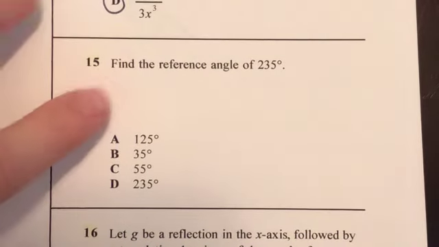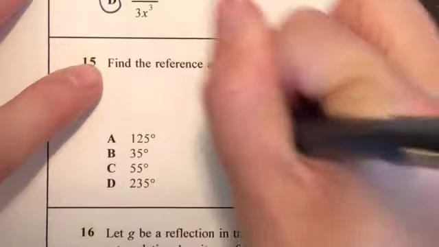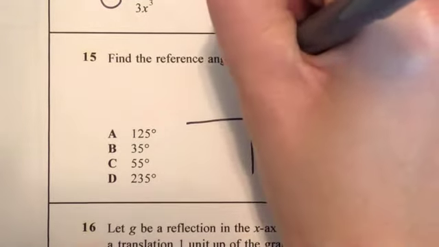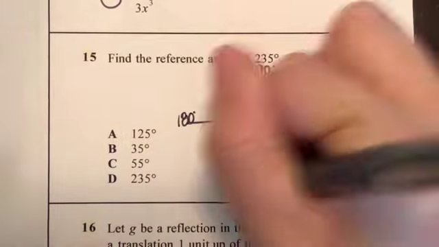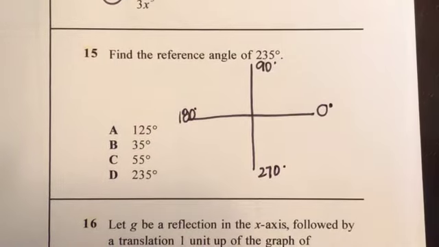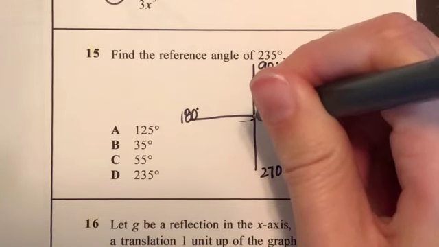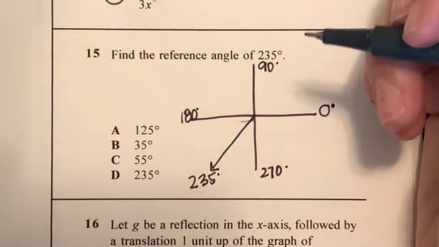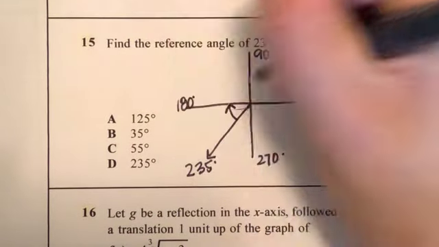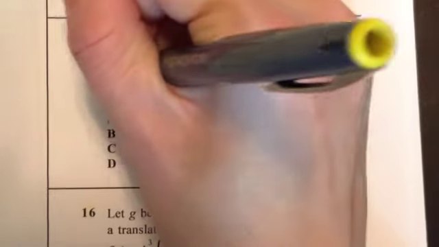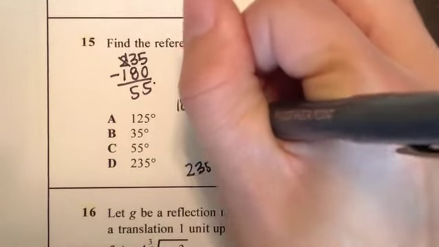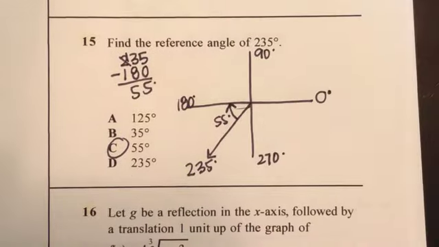Okay, number 15, we're going to find the reference angle of 235 degrees. So remember here, we're starting at 0 degrees, 90, 180 is here, and 270 degrees is here. So 235 is going to lie over here in the 3rd quadrant. And remember, every time you're creating your reference angle, it's always with the x-axis. So what you do is you're going to subtract with 180 degrees. And that is going to give me a 55-degree reference angle formed.